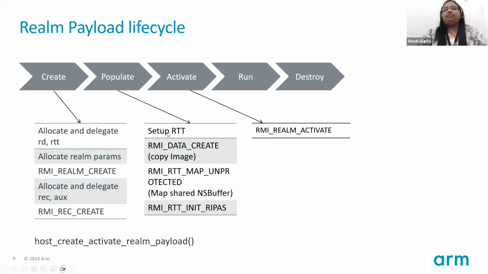By populating a realm, we mean populating the stage 2 page tables. And we use this RMI call, RMI data create, to copy the realm image from the TF-TF section to the actual realm memory. We have a shared non-secure buffer which has to be mapped. And this is the final call, init repass, which changes the memory to realm memory. And finally, we activate a realm. All these steps are encapsulated in a helper function in TF-TF, which is create and activate a realm payload.